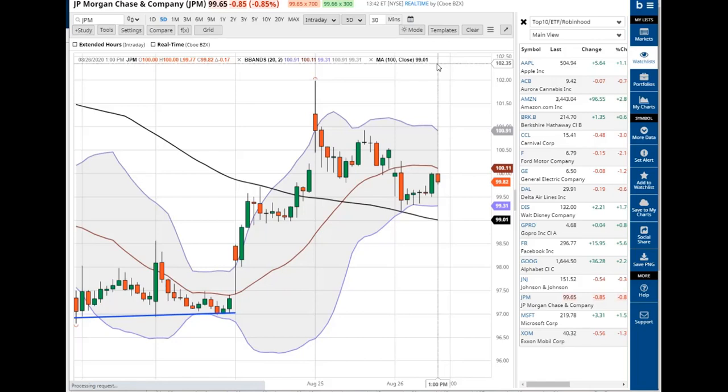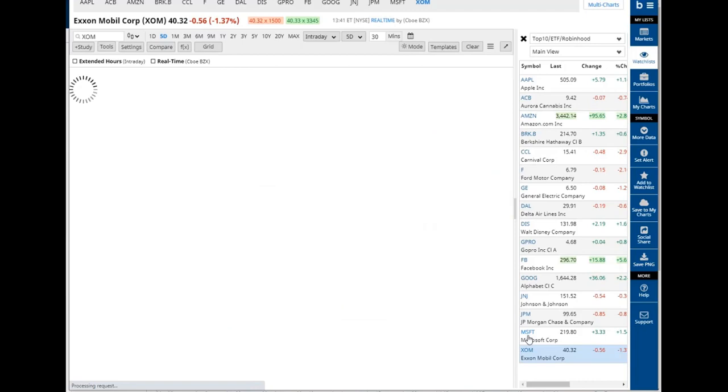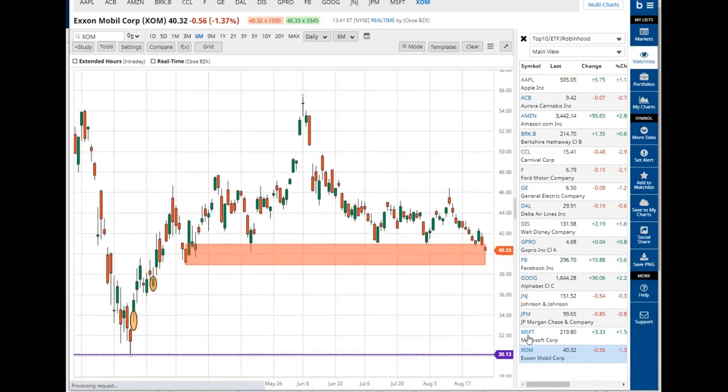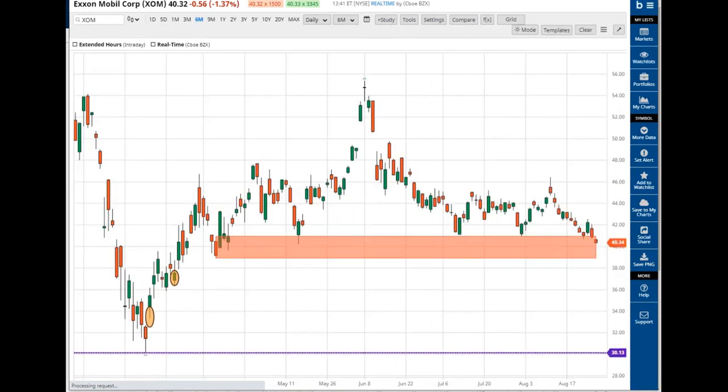But so here's my list of stocks, and the one that I was curious about is Exxon Mobil, right? And so we looked at the S&P, we looked at JP Morgan, which was kind of a sideways market, and so here is how I can find opportunities in other markets besides markets that are going straight up. And this is Exxon Mobil. And again, I'm in a 6-minute time frame.